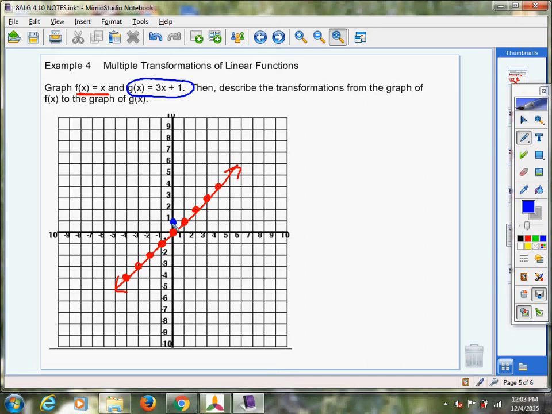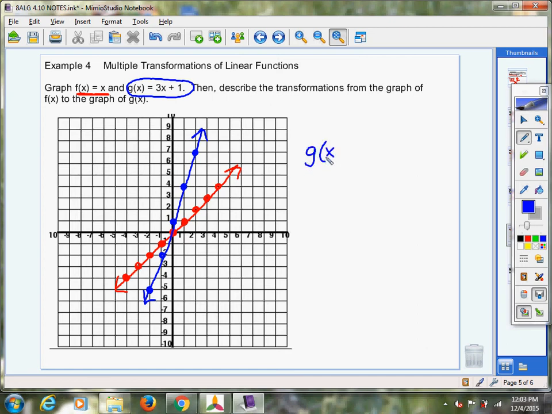So let's start at positive 1 on the y. Let's go up 3 over 1. Okay. Or you could go down 3, left 1. And here's our line. Okay. So clearly there are two things that happened here that we're going to describe in the transformation.